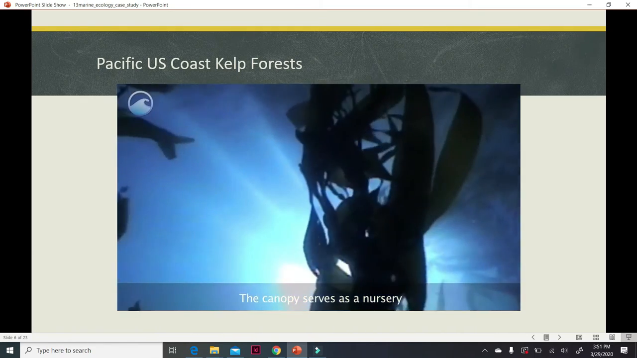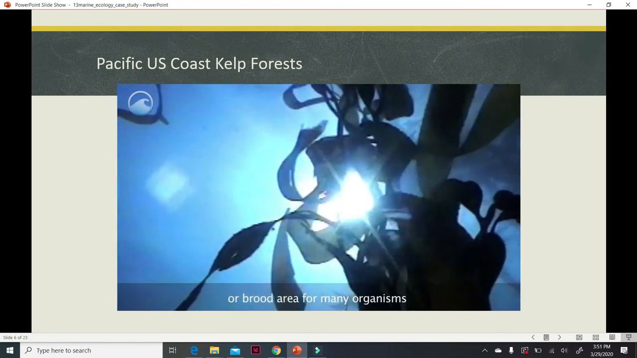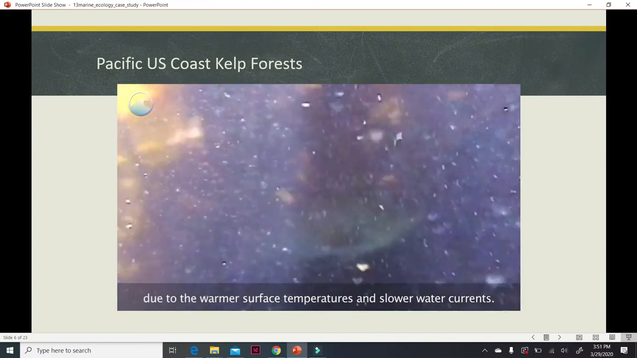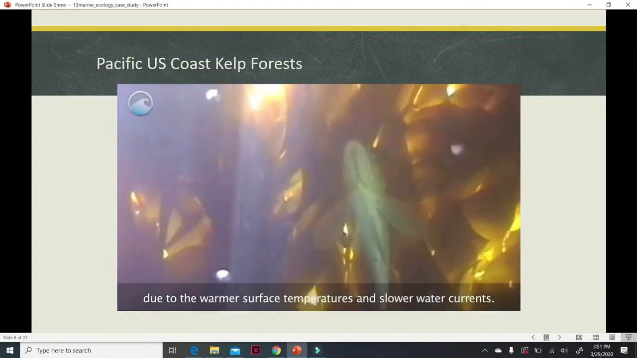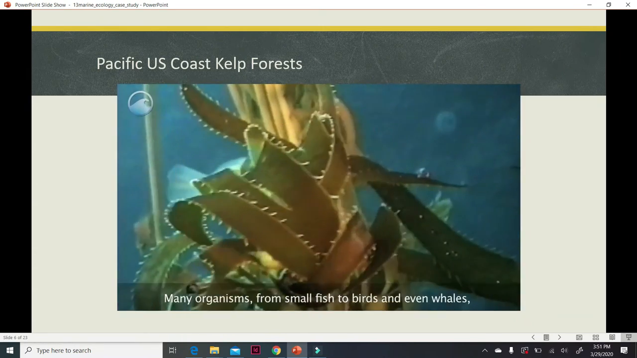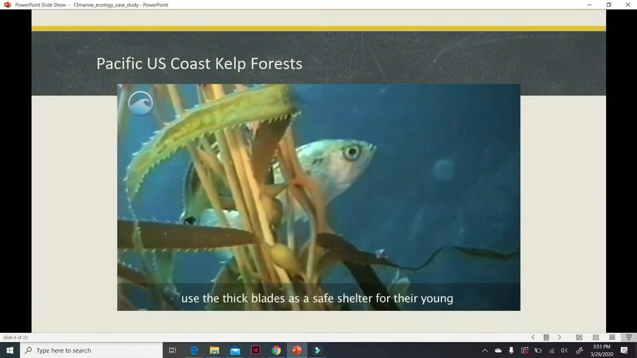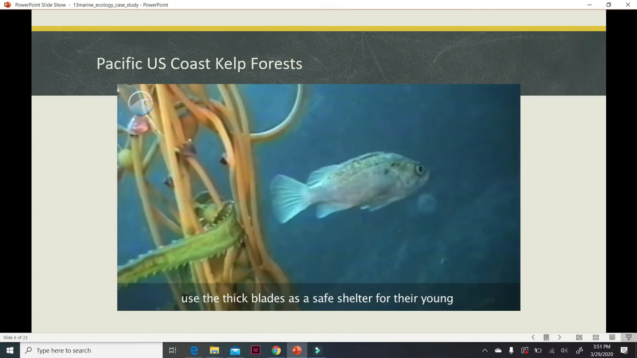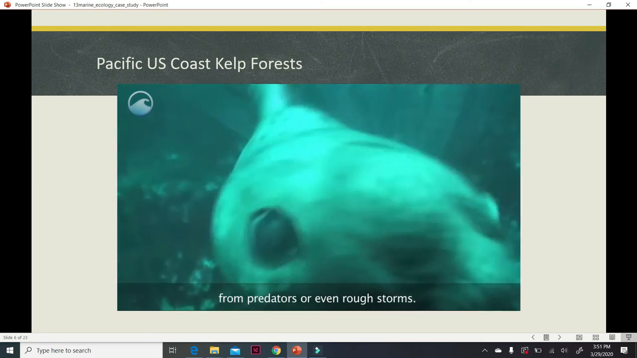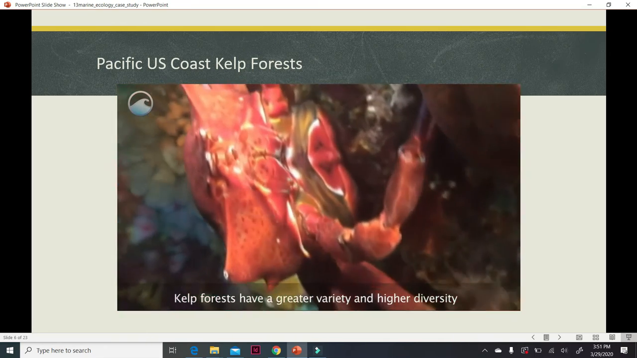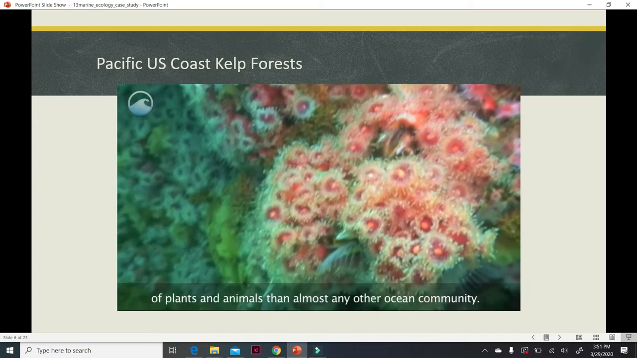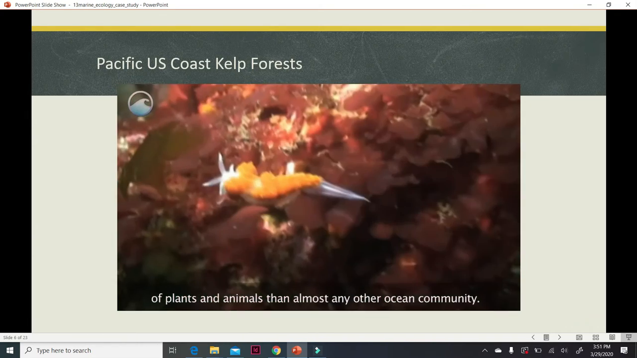The canopy serves as a nursery or brood area for many organisms due to the warmer surface temperatures and slower water currents. Many organisms, from small fish to birds and even whales, use the thick blades as a safe shelter for their young from predators or even rough storms. Kelp forests have a greater variety and higher diversity of plants and animals than almost any other ocean community.